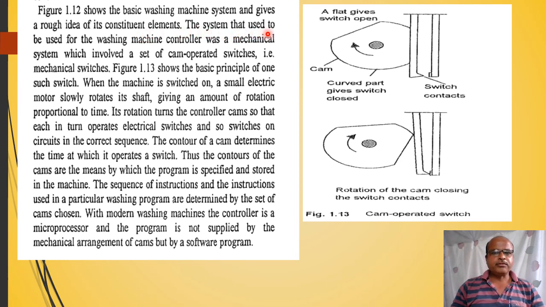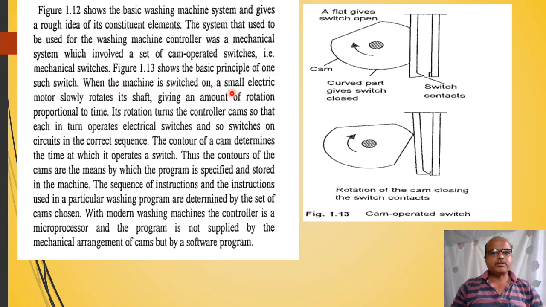The system used for the washing machine controller was a mechanical system which involved a set of cam operated switches. So generally washing machine uses these cam operated switches. So the figure shows these cam operated switches, that is a flat portion gives the switches open, and curved part gives the switches close. This curved part is a cam, and these are the switch contacts. This figure 1.13 shows the basic principle of one of such switch.